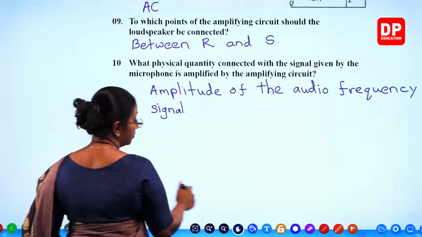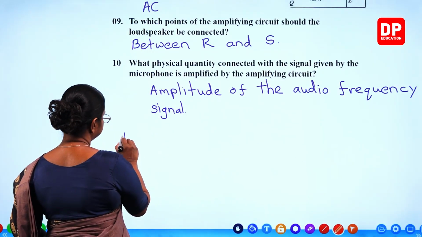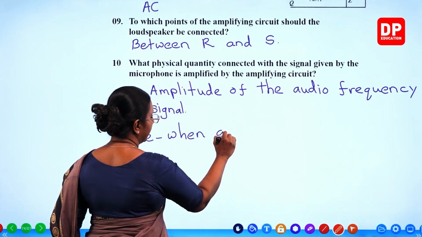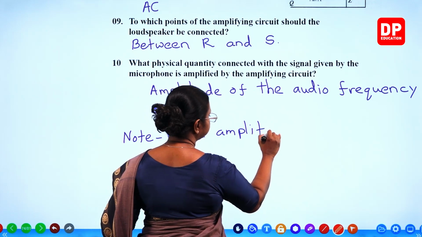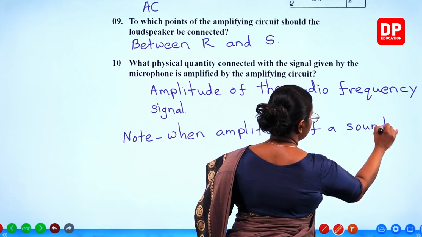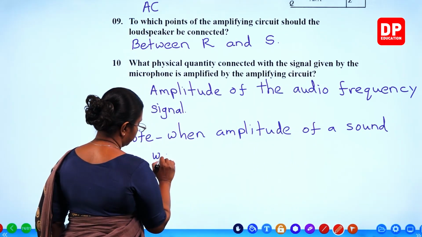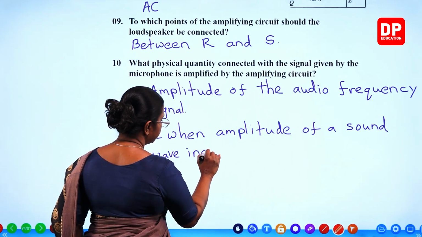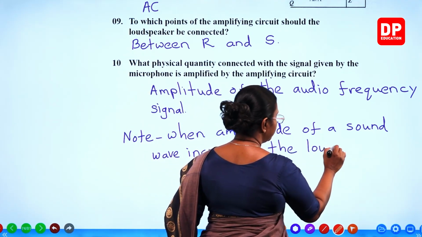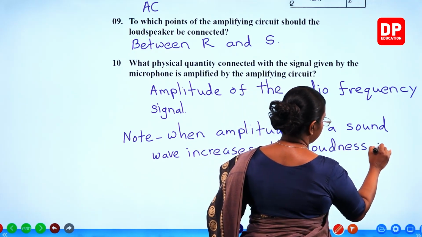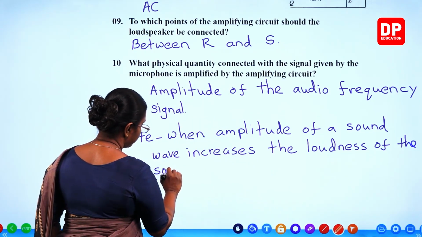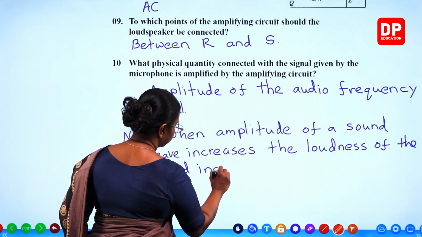So as a note, I will just write it here. When the amplitude of a sound wave increases, the loudness of the sound increases.